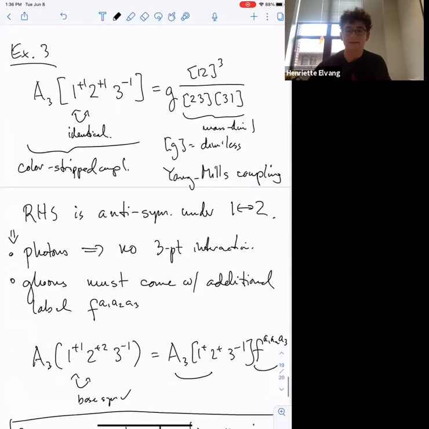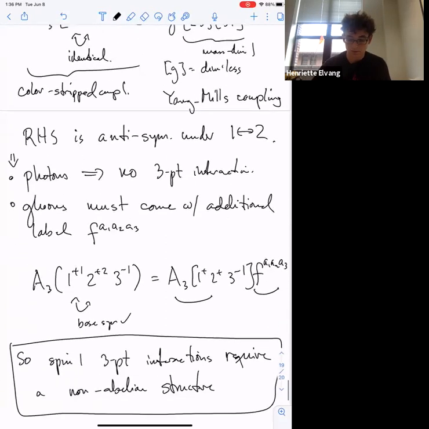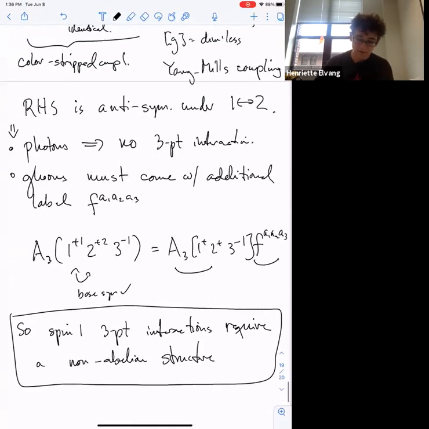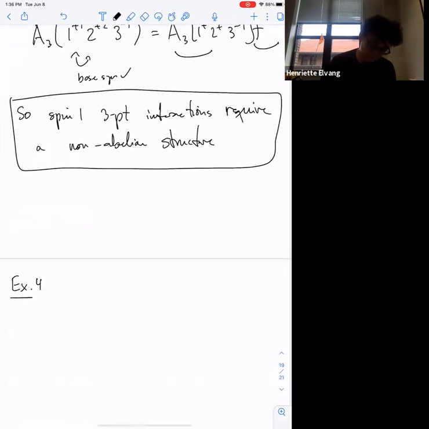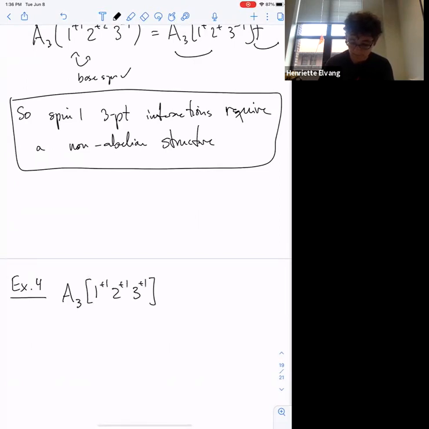I did a special case here where I picked 2 labels to be positive velocity and 1 to be negative velocity. We could do another example, which would be number 4, where I pick all my momenta to be say +1 velocity. And in that case, our formula gives us a unique choice. It's square 1, 2 times square 2, 3 times square 3, 1.